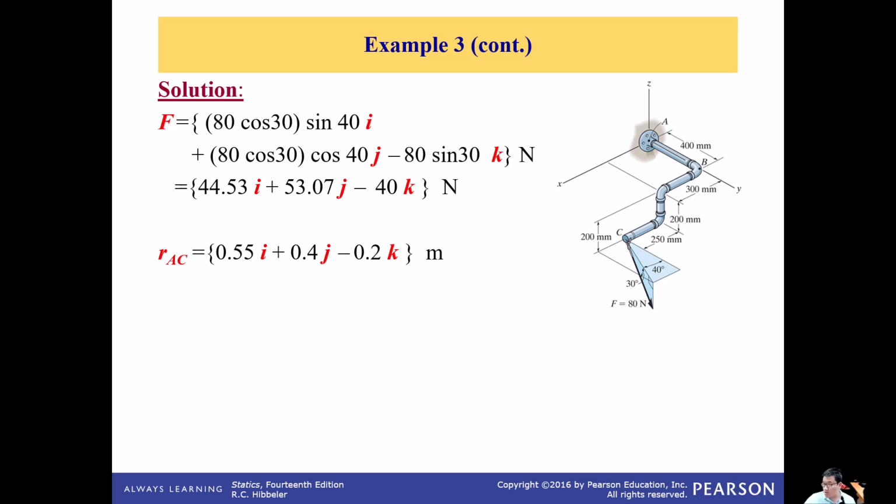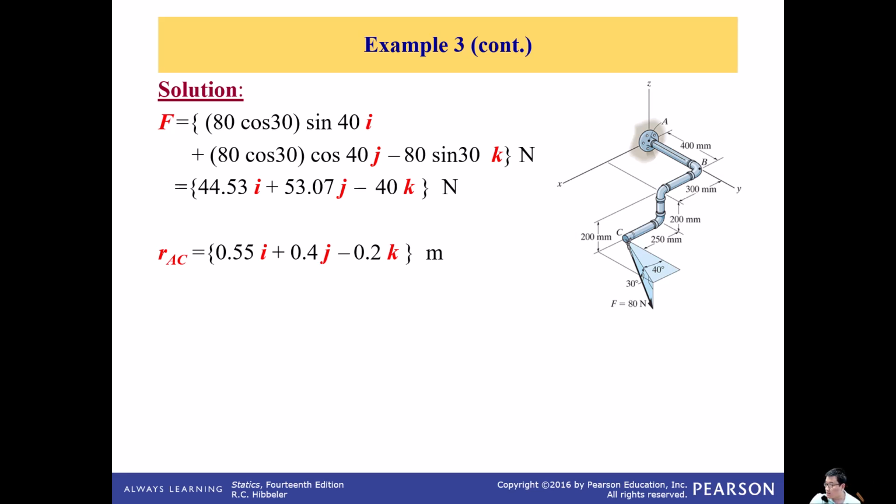80 times cosine 30 and times sine 40, that's for the x direction. If you are not familiar with this one, please go back to the 3D vector in Lesson 3. And then the y direction will be 80 times cosine 30 and times cosine 40. That's for the y direction. And minus 80 times sine 30. So that's how we express the F vector.